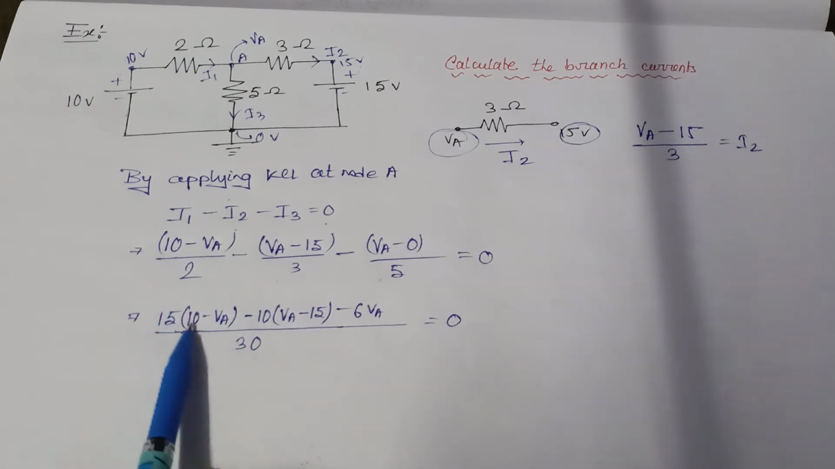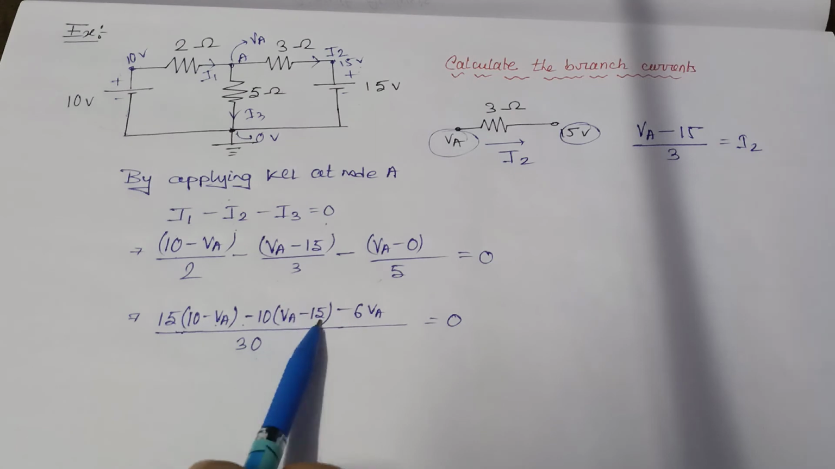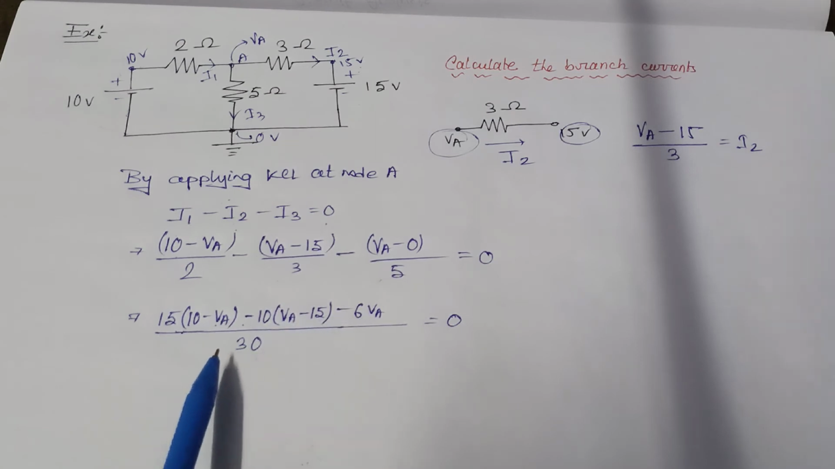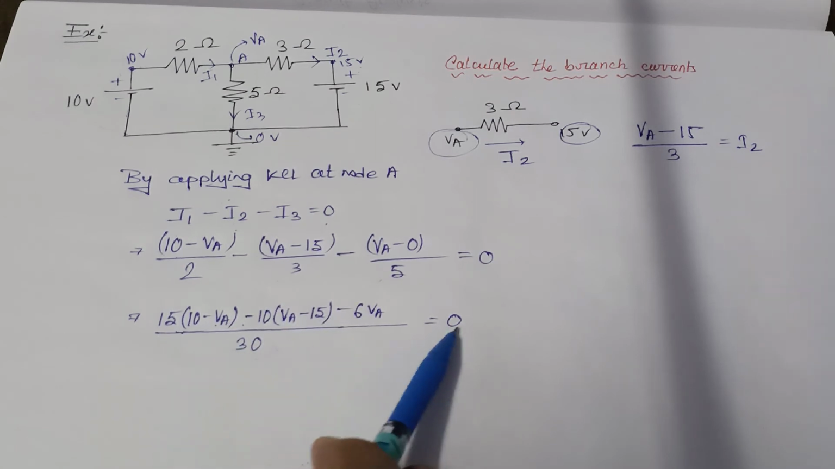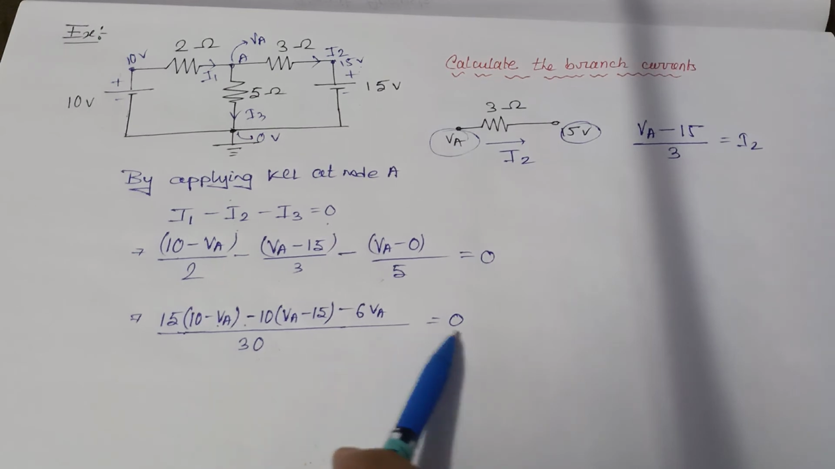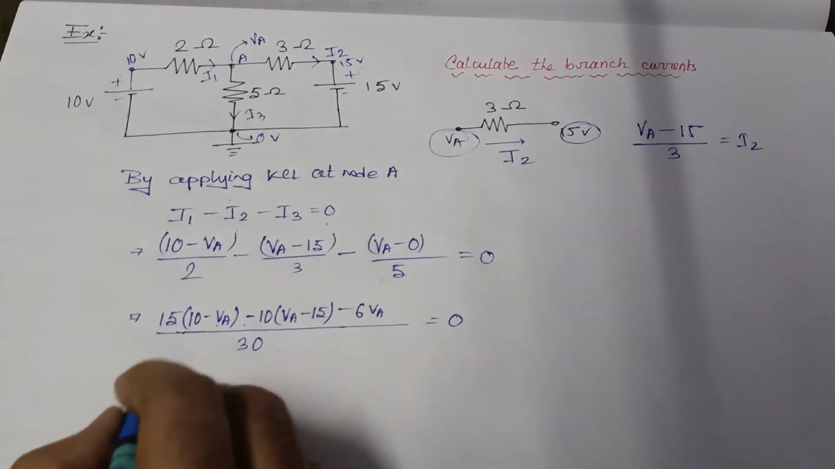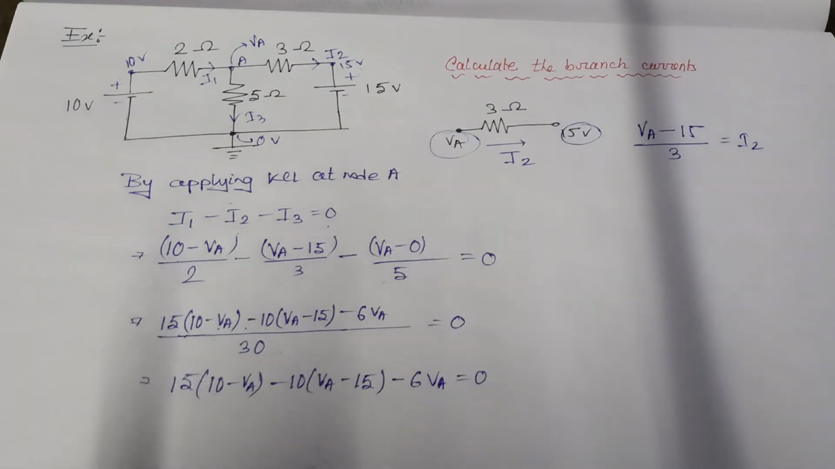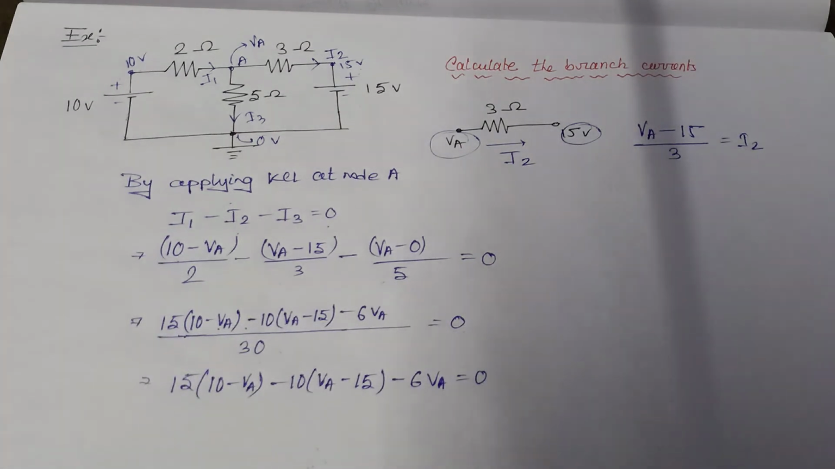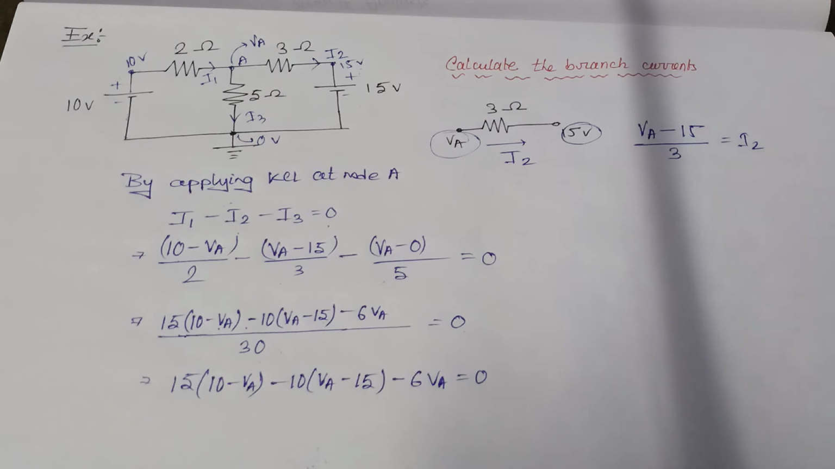So 15 into 10 minus VA, minus 10 into VA minus 15, minus 6 VA. So I am multiplying this 30 into this 0, moving it into the right hand side. So 30 into 0 will be 0. So it will be only 15 into 10 minus VA, minus 10 into VA minus 15, minus 6 VA.